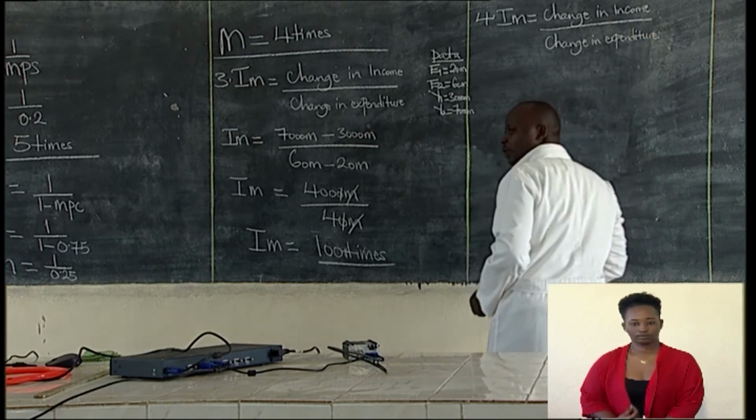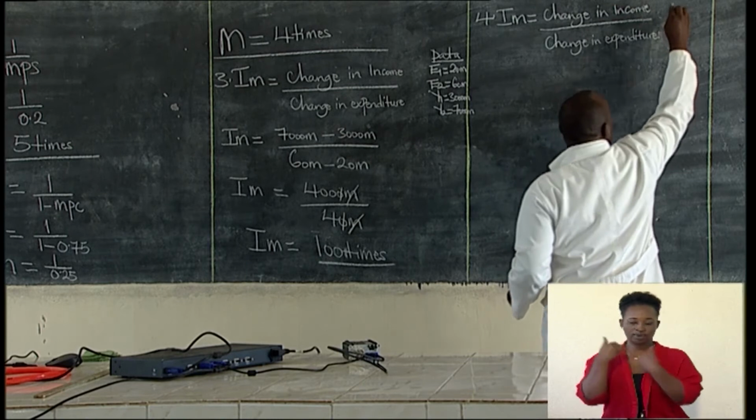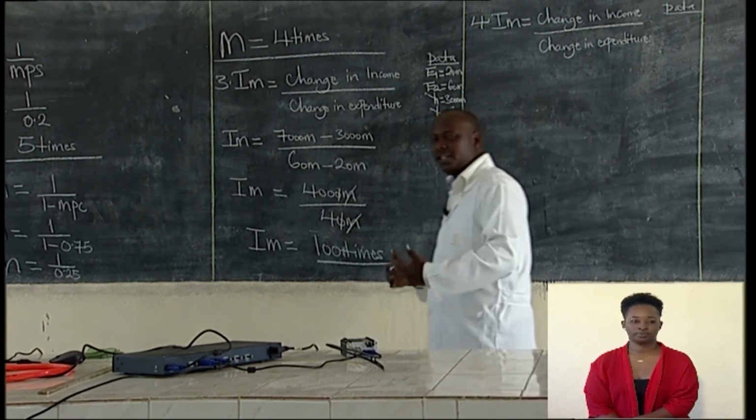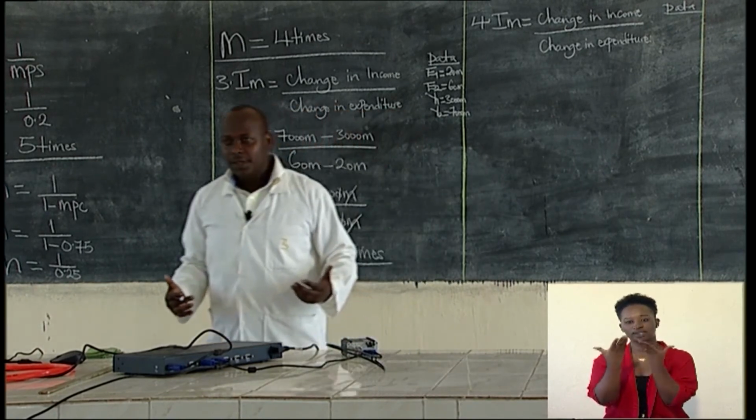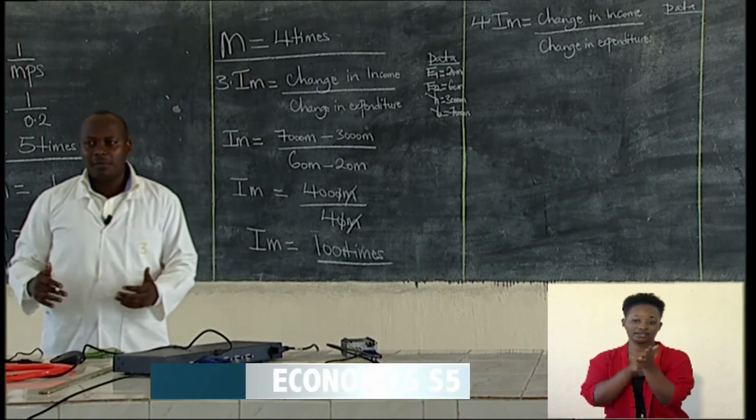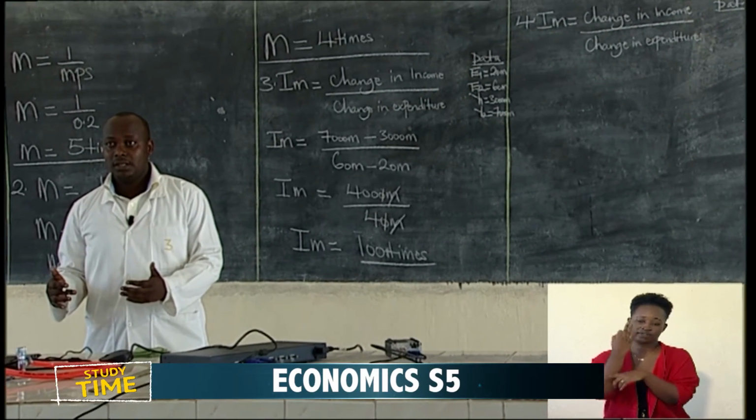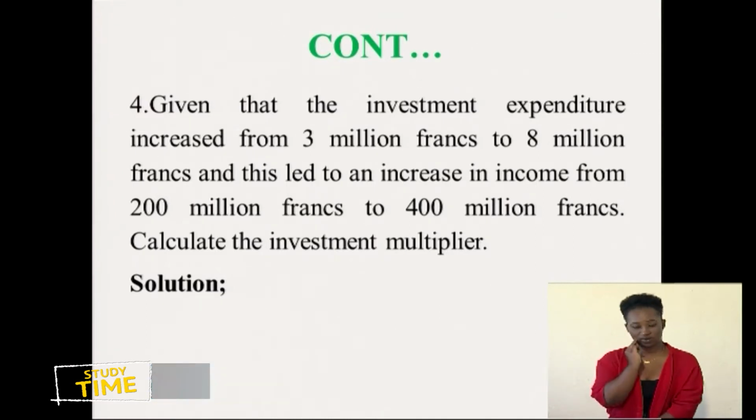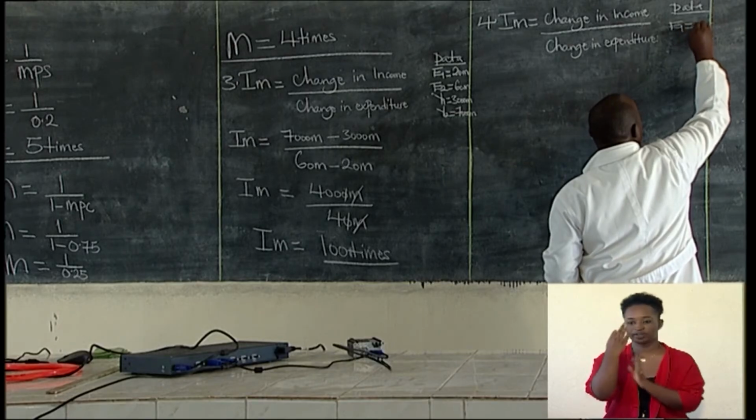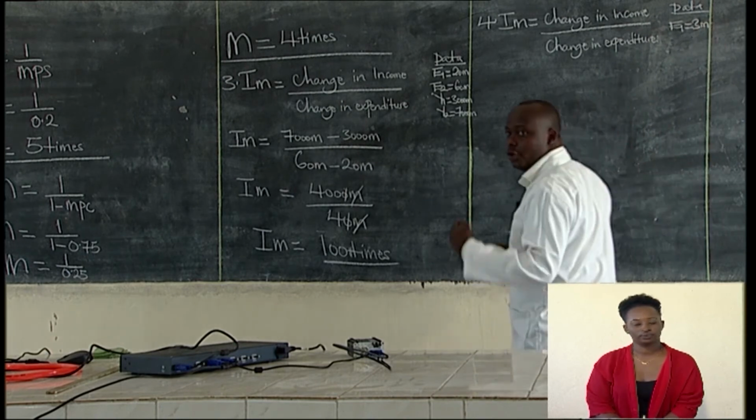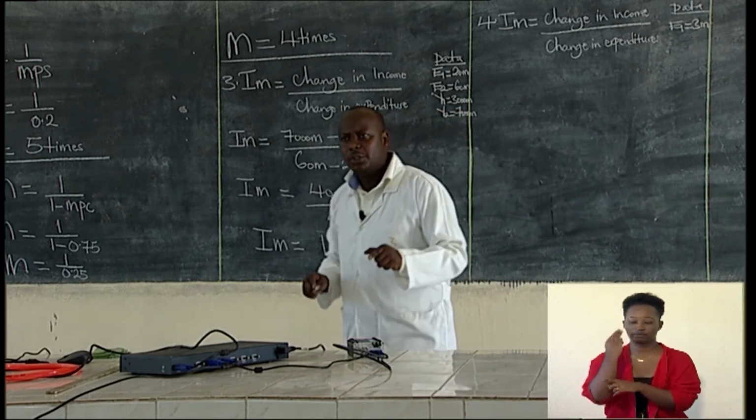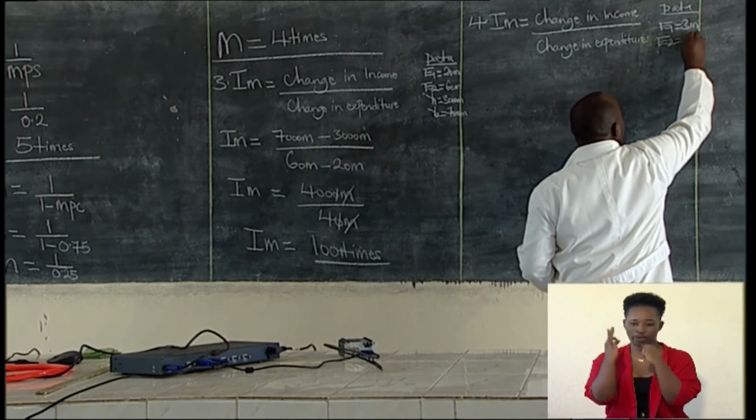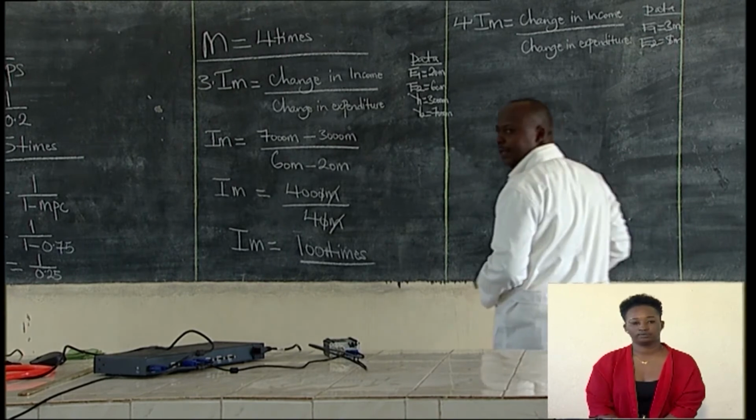Let's interpret the question, the data here, so that it becomes easier for you to calculate. Given that the investment expenditure increased from 3 million francs, expenditure 1 is 3 million, increased to 8 million francs. Expenditure 2 is 8 million.